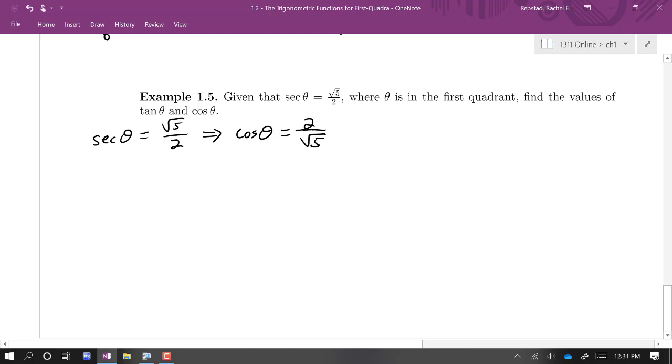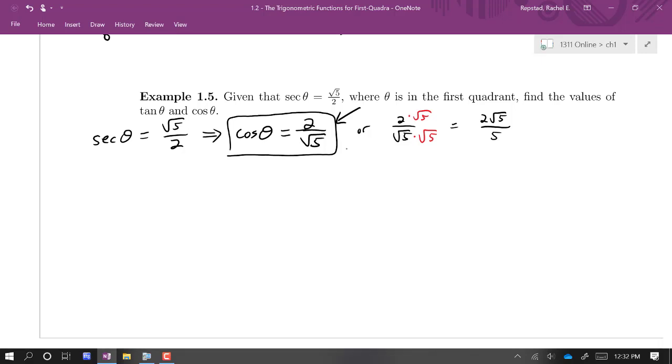Some of you might be asking right now, do we want to rationalize the denominator? If you don't know what that means yet, don't worry, we're going to get to it. I guess my answer to that question right now is you can if you want, but you don't have to. So you can leave it here as 2 over root 5, or if you want to rationalize the denominator, we can do so by multiplying the top and the bottom by root 5, and we get 2 root 5 over 5. I'm going to go ahead and use this form here to help me solve the rest of this problem.